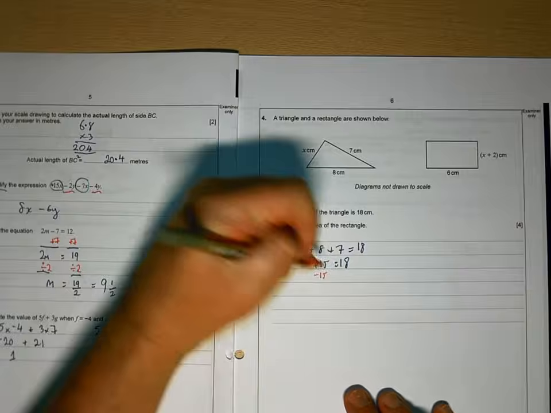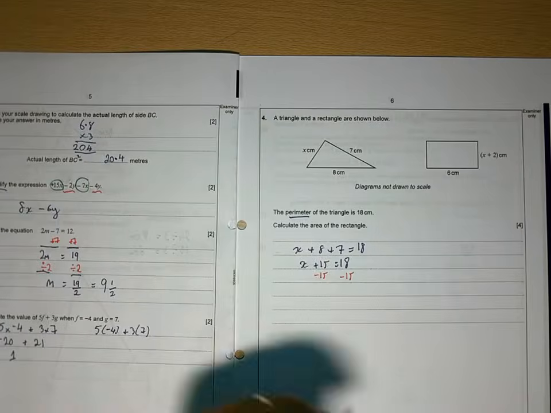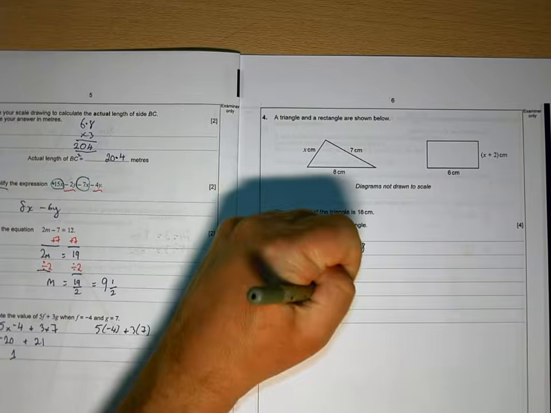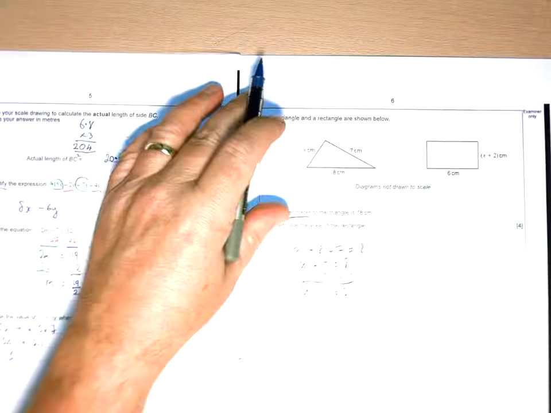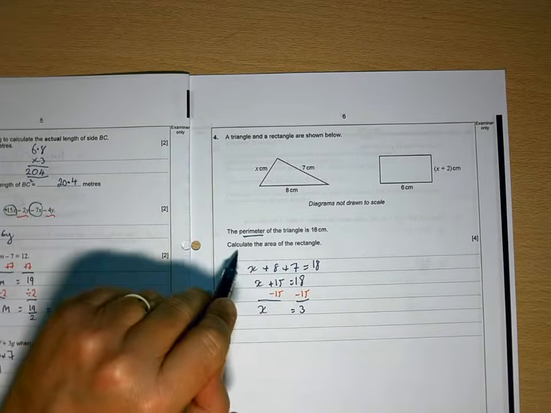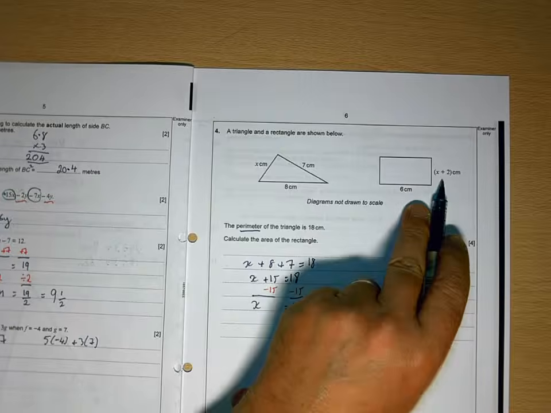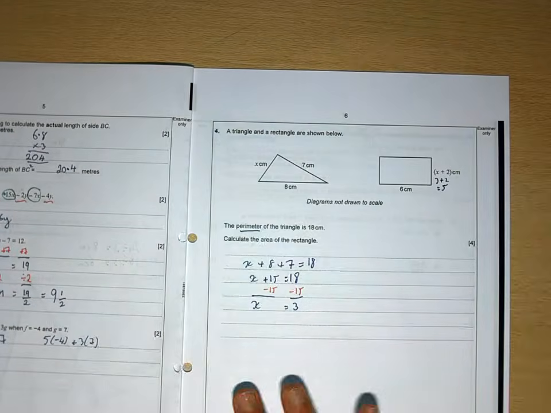I have to take 15 off that side. So I have to take 15 off the other side as well, leaving me x on its own on this side equals 3 on that side. So I know x is 3. Now I need to calculate the area of the rectangle. Well, I know if x is 3, that is going to be 3 plus 2, which is 5.